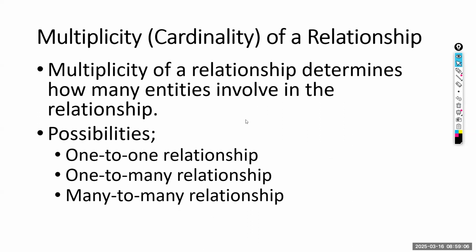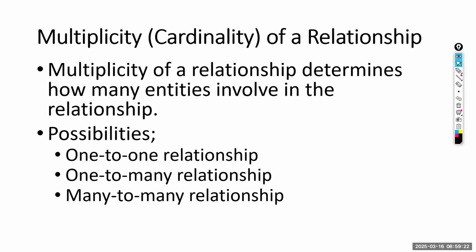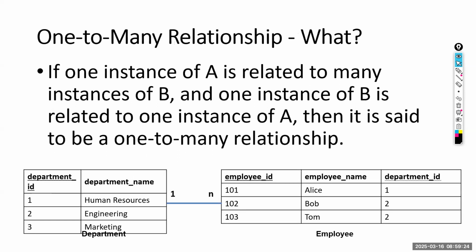Right. So when it comes to entities or relationships, it can be one-to-one, one-to-many, and many-to-many. Okay. So degree can be unary, binary, ternary, and so on. Cardinality can be one-to-one, one-to-many, many-to-many. So what do we mean by a one-to-many relationship? One instance of A is related to many instances of B, and one instance of B is related to one instance of A. So that is called a one-to-many relationship.